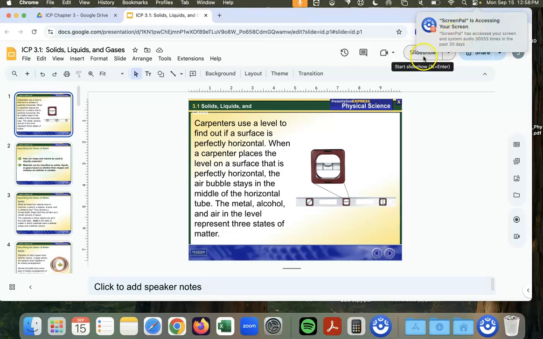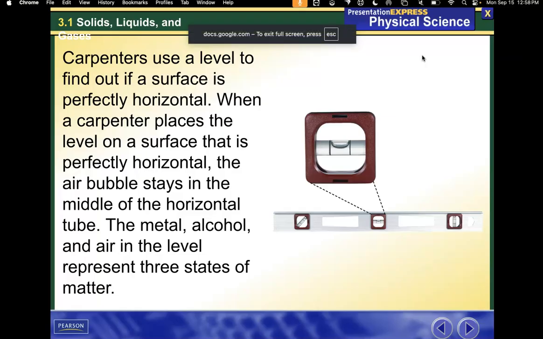All right, so now we are in chapter 3, solids, liquids, and gases. Carpenters use a level to find out if a surface is perfectly horizontal. When a carpenter places the level on a surface that is perfectly horizontal, the air bubble stays in the middle of the horizontal tube. The metal, wood, and air in the level represent 3 states of matter. So there you go.